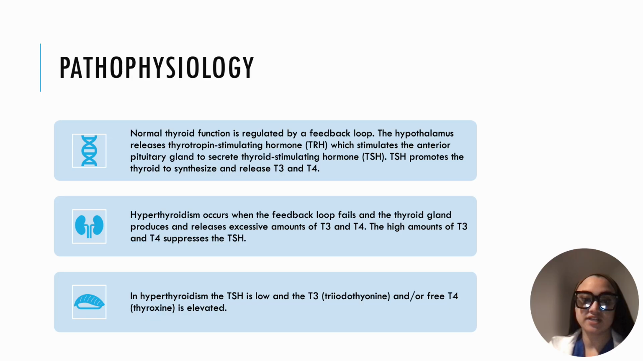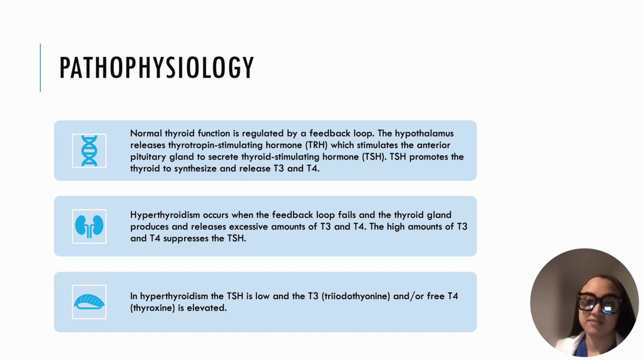So, the pathophysiology. Normal thyroid function is regulated by a feedback loop. The hypothalamus releases thyrotropin stimulating hormone, which stimulates the anterior pituitary gland to secrete thyroid stimulating hormone, which we're all pretty familiar with, TSH. So TSH promotes the thyroid to synthesize and release T3 and T4.